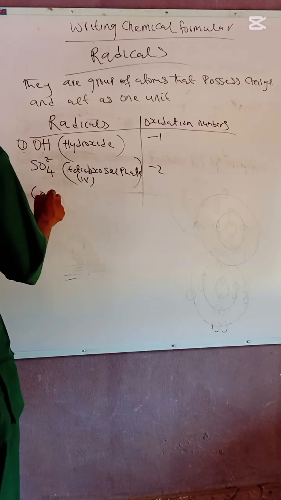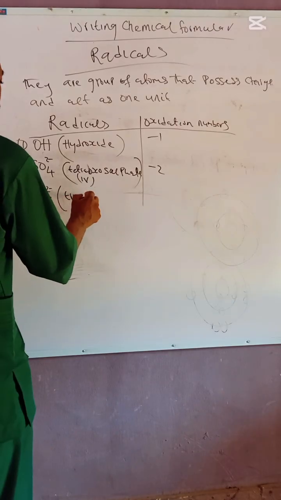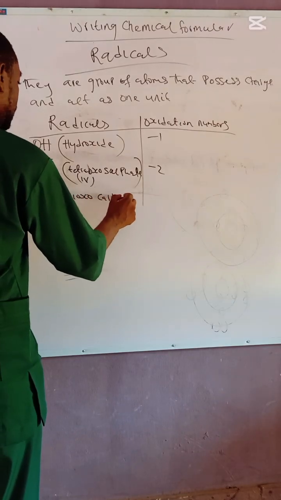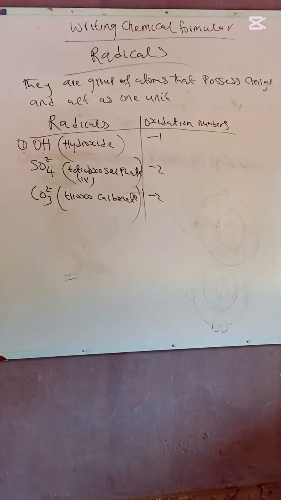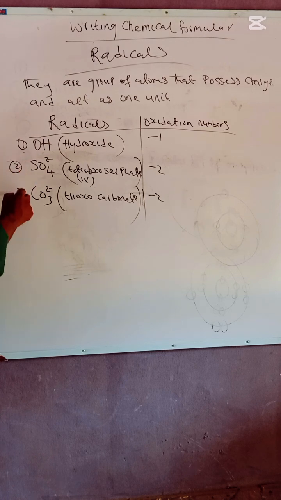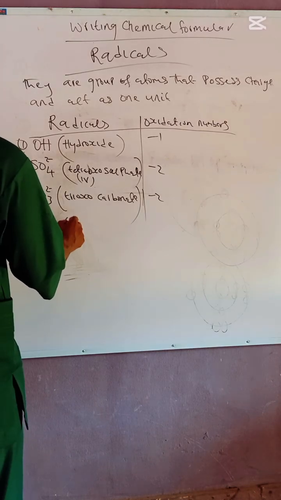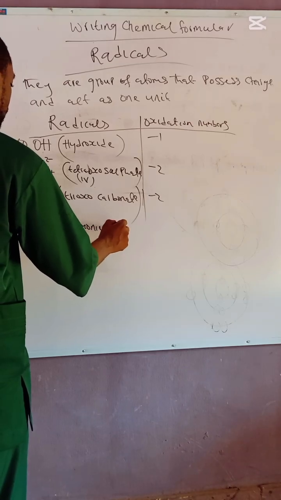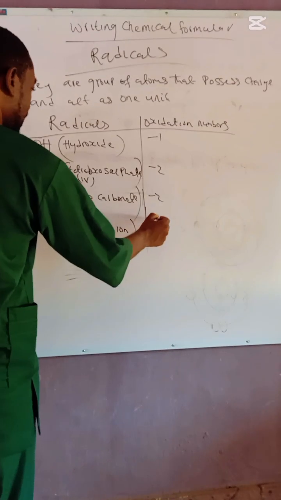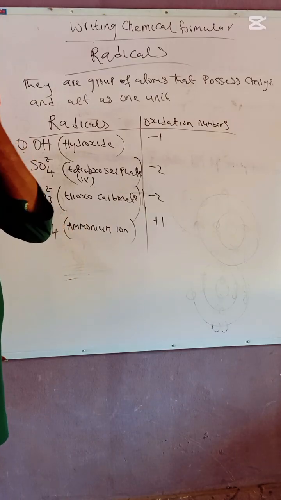You also have CO3 2-, called trioxocarbonate. The oxidation number is -2. Then we have NH4, called ammonium or the ammonium ion, with oxidation number +1. These are popular radicals.